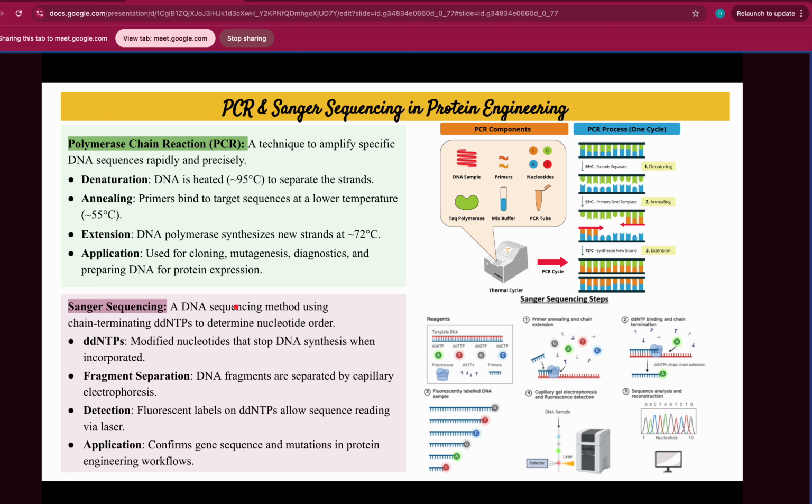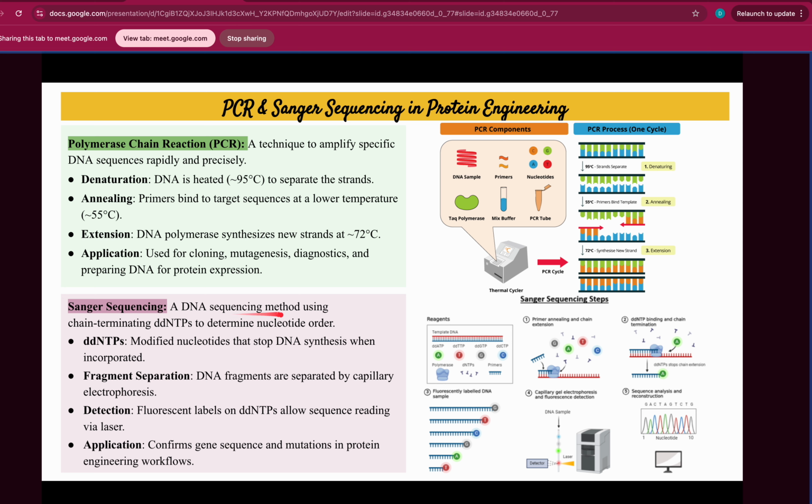So now you have obtained a DNA sequence, and you also need to sequence it. For example, if you have induced certain mutations, then to check what the sequence is, and whether those mutations have got into the sequence or not, we need to perform sequencing. One such method is Sanger sequencing, which is the older method of sequencing. Now there are next generation sequencing methods which have already come into the picture.